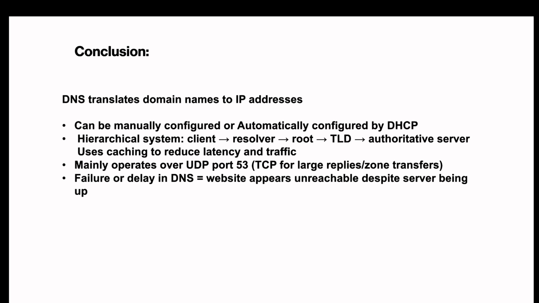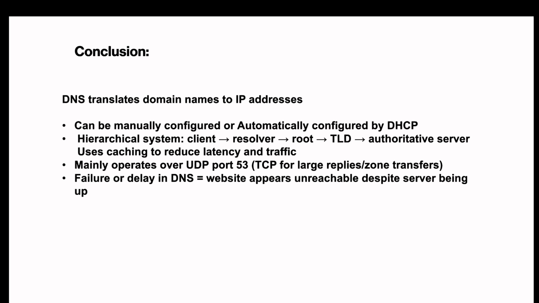Finally, we are concluding. DNS translates domain names to IP addresses. Next, it can be manually configured or automatically configured by DHCP. If we are configuring manually, we have to go to the IP settings of our specific client and tell that client to use this IP address, which may be 8.8.8.8, Google's DNS IP address, or Cloudflare's IP address, 1.1.1.1, or any other DNS server's IP address. If it's automatically configured, it will automatically use the ISP's DNS IP address.